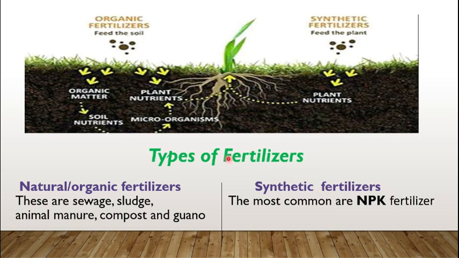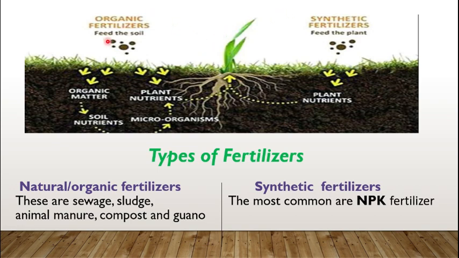There are different types of fertilizers. These are majorly divided into two. These are natural or organic fertilizer, and the second one is named as synthetic fertilizer. Organic fertilizers feed the soil while synthetic fertilizers feed the plant. What is the difference between both? These come from the natural sources while synthetic fertilizers are prepared in the laboratories.